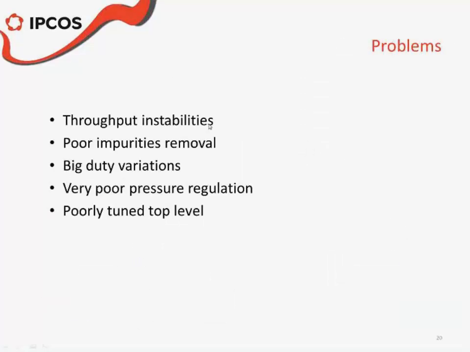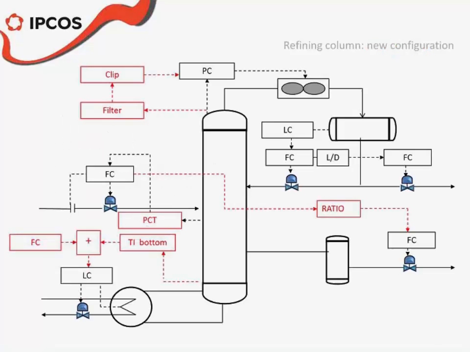Problems. Well, first of all, throughput instabilities, poor impurities removal, big duty variations, very poor pressure regulation, and poorly tuned top level. All of them at the end interrelated problems. So in this case, what we did was we took the whole column. Our approach was the whole column, not loop by loop. And then we noticed we had to do stuff in several parts of the column to improve the behavior.